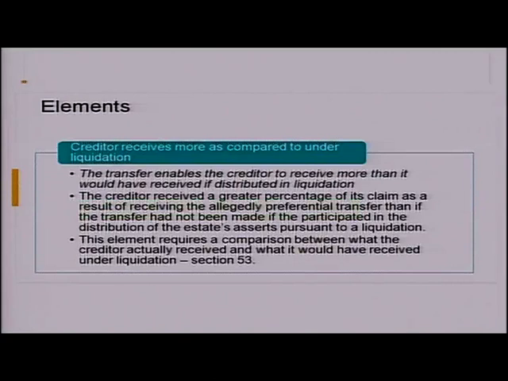Now, the creditor receives more than contemplated under liquidation. This is also to be compared. As I just explained, under section 53, if the company comes into liquidation, then the creditors get their money in accordance with the priority as determined in section 53. Of course, secured creditors have the topmost priority after the CIRP cost and the liquidation cost. But this is very important. The comparison is to be made in accordance with section 53. So if under section 53, I was supposed to get only 1 lakh rupees, but I get 10 lakh rupees, that means there is a preference to me. So this is a very important element which cannot be missed in these particular circumstances.